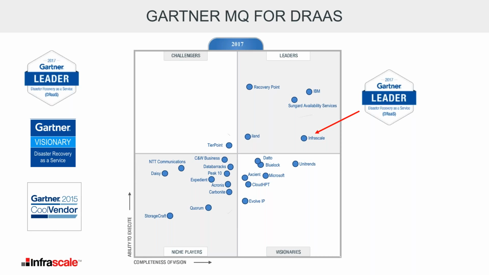So we're also gaining a lot of momentum. If you look at the left side of your screen here, you can see that in 2016, we were a Gartner visionary in the Disaster Recovery as a Service Magic Quadrant. And in 2015, we were a cool vendor in business continuity and disaster recovery. So again, our solution is getting a lot of attention and we're gaining momentum. So you don't have to take my word for it, but you can simply know that everything I'm going to share with you about the Infrascale solution has been verified and vetted by the experts at Gartner.